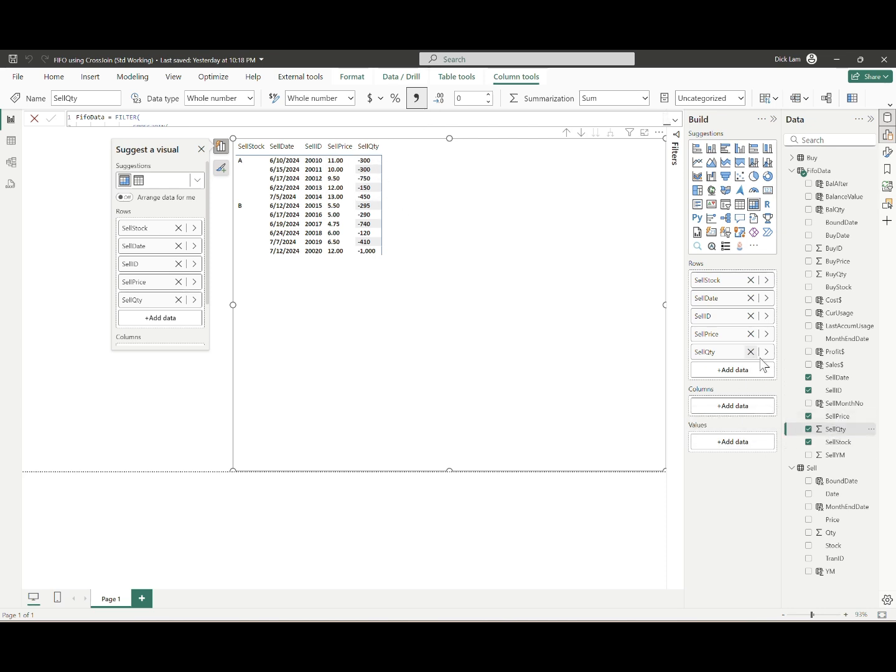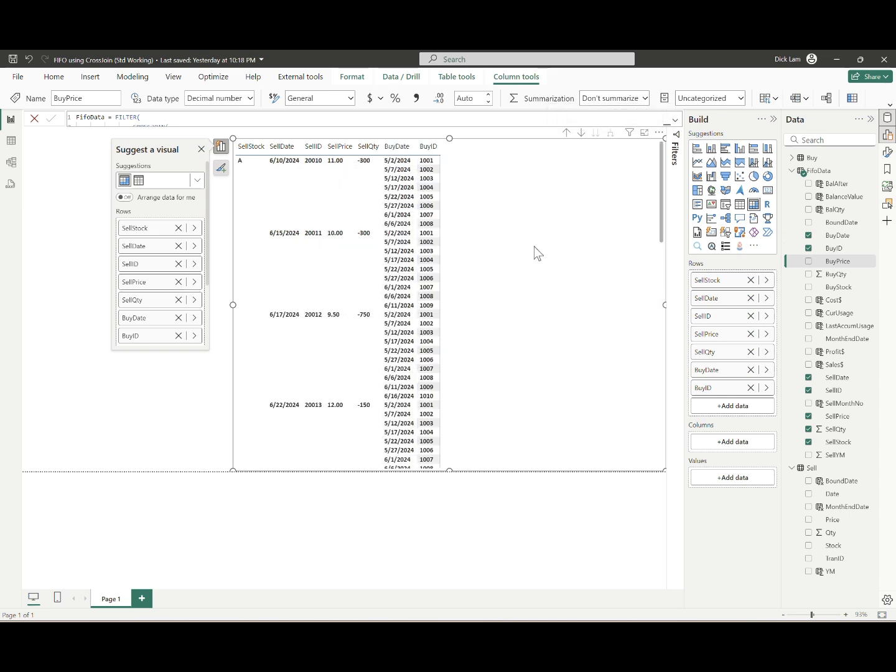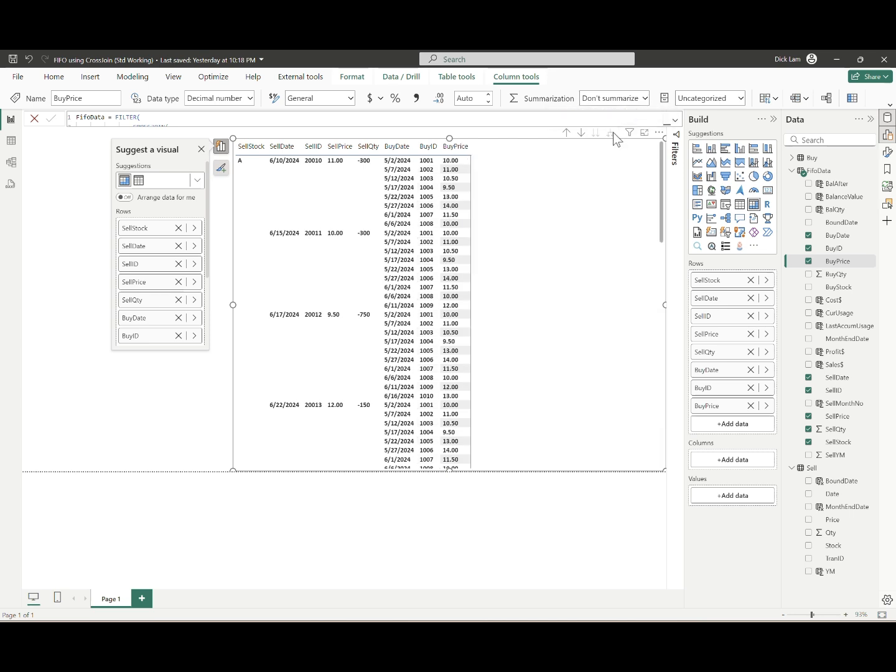All right, this is the sales quantity, and then I need to add the buy day. All right, but in case I see some field that should not be summarized, I need to change it to don't summarize. All right, buy day, buy ID. Okay. All right, and then we have the buy cost. The buy ID should not. Yeah, buy ID, and then the buy price. Buy price. Okay, buy price.